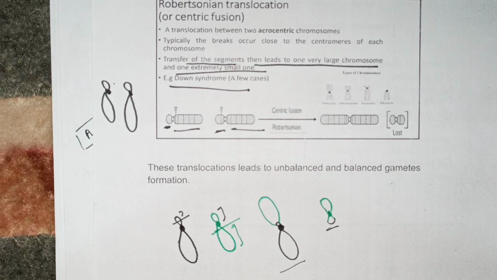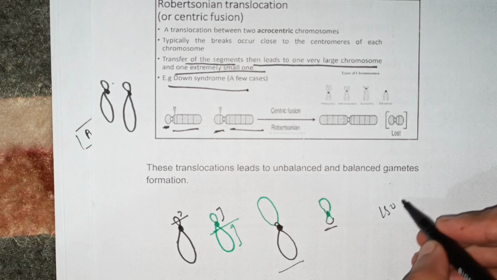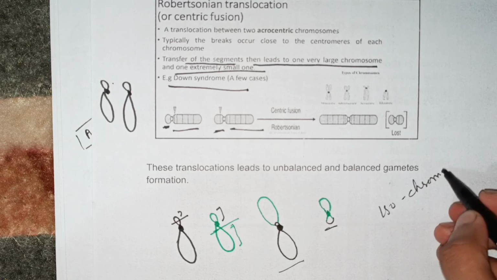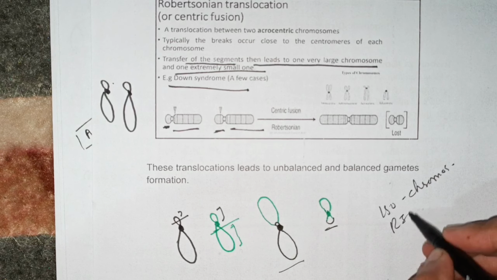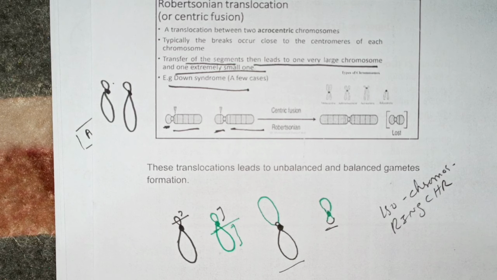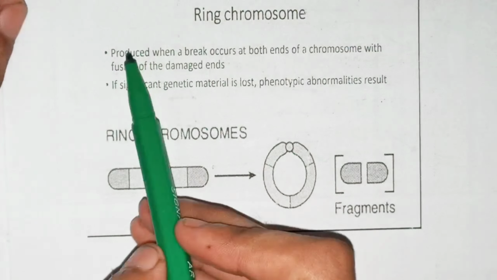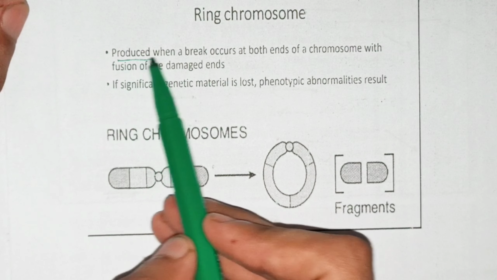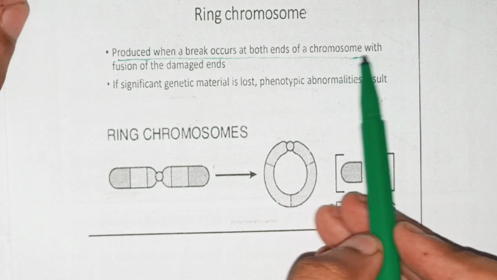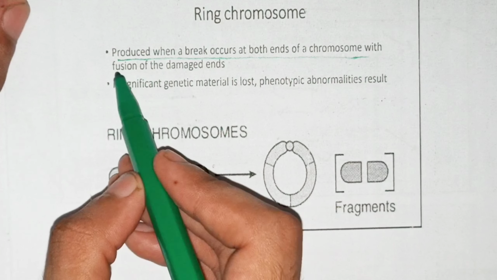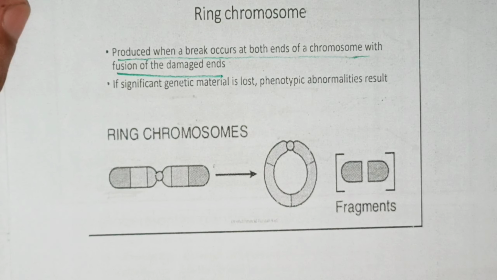And after this, I'll tell you about the isochromosome, a very important term to understand, and the ring chromosome. One is the ring chromosome and then the isochromosome. A ring chromosome is produced when a break occurs at both ends of the chromosome with the fusion of the damaged ends. Okay.